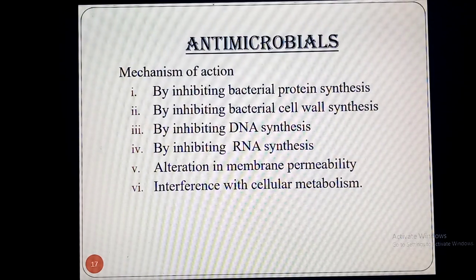Okay, Bismillahirrahmanirrahim. Today we will talk about antimicrobial agents. I am Zahur Islam, and today is my third lecture regarding antibiotics.